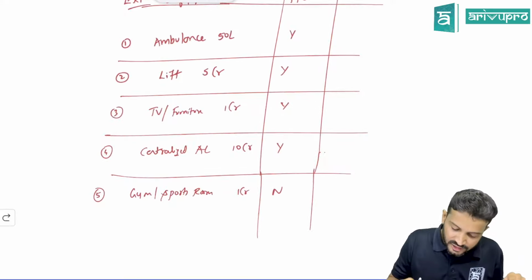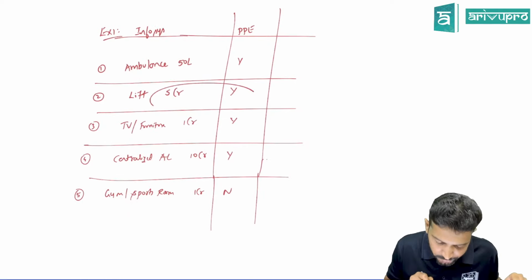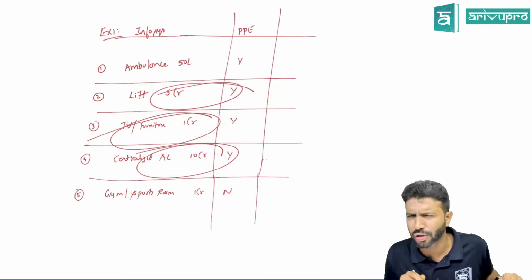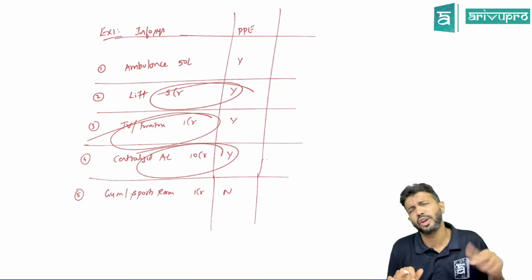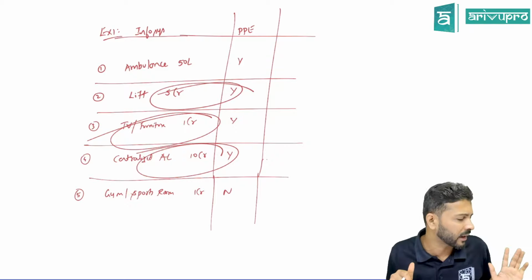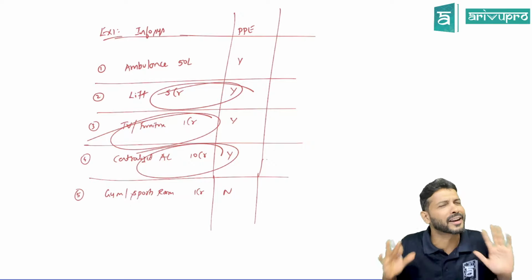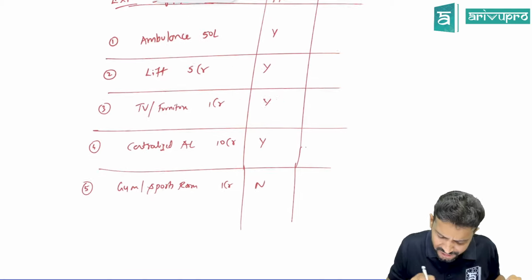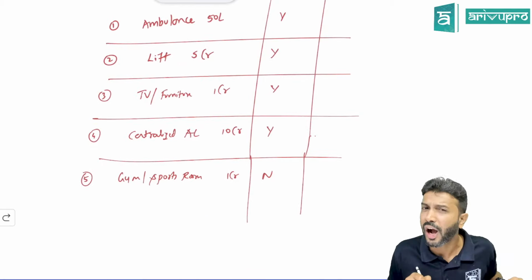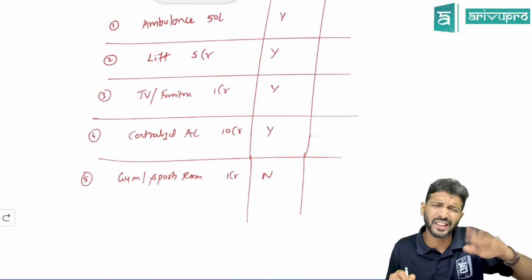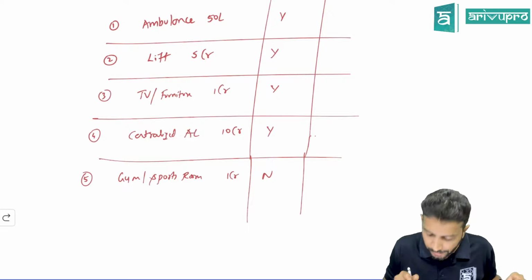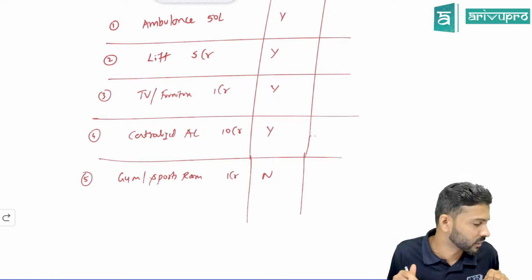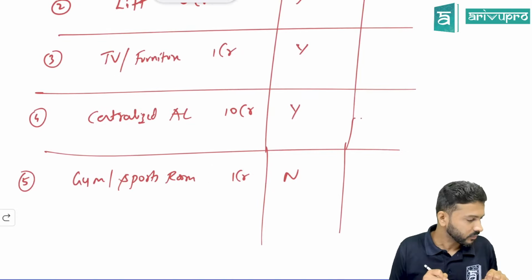See, sir, when I talked about the lift, when I talked about furniture, AC and all, I think there was no confusion. Majority of you straight away told it is a property, plant and equipment. Our heart, our mind, our kidney, everything was saying yes, yes, yes, yes. But the moment I brought in this gym room, sports room and all, are you 100% certain or is there some confusion? There's some confusion.